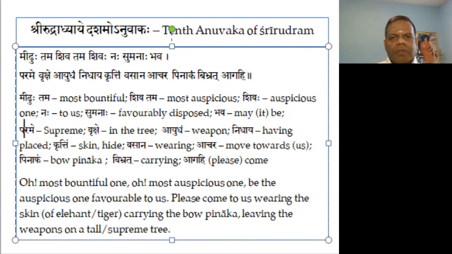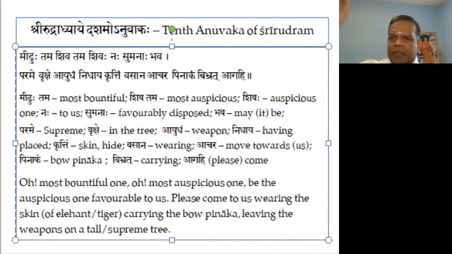Okay, let's look at the word. Parame. So actually, Parame is an adjective. Parama means supreme. Parame vrikshe. Vrikshe means in the tree. In a tree. Parame, supreme tree. That's the way to put it.